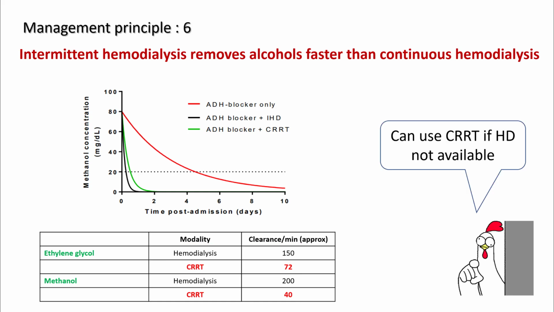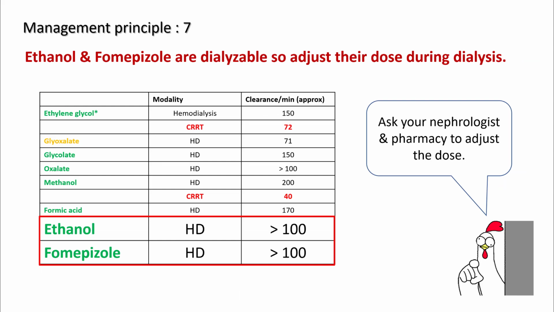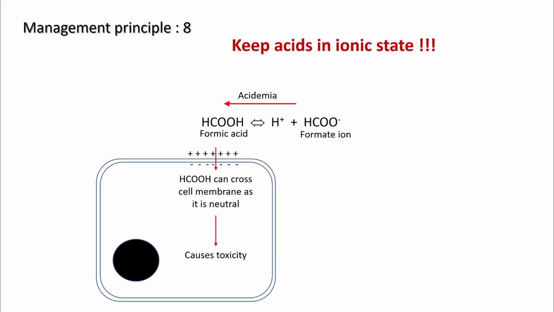However, if you do not have hemodialysis available immediately, you can certainly start continuous renal replacement therapy. Ethanol and fomepizole are dialyzable, so make sure that you adjust their dose during dialysis, and you can take the help of your nephrologist or pharmacist.